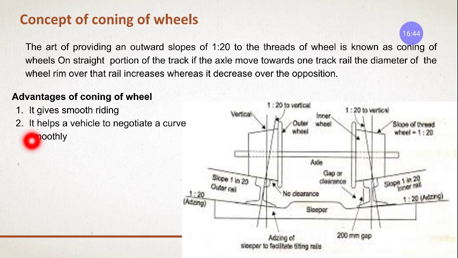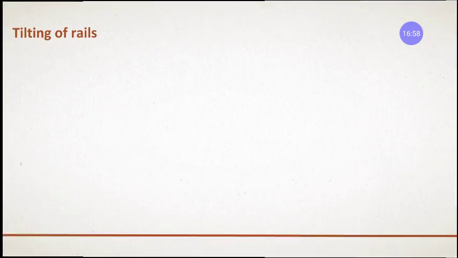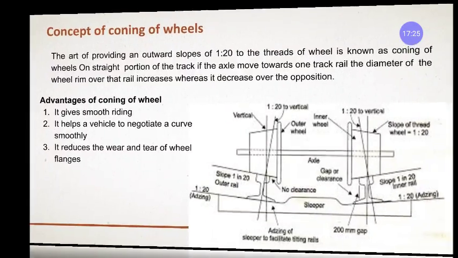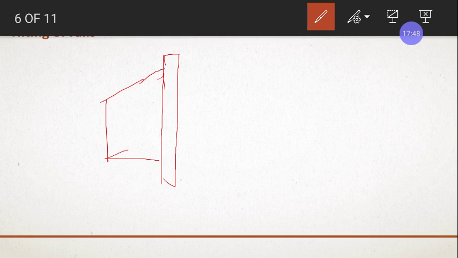It gives a smooth ride. It helps the vehicles to negotiate a curve smoothly, right? It reduces the wear and tear of the wheel flange. Now we know that we are going to provide coning, so that whenever we are negotiating a curve or when there is a lot of lateral disturbance, the gap between the wheel flange and the rail is maintained. We are going to provide a slope like this. This is the slope they are going to provide.